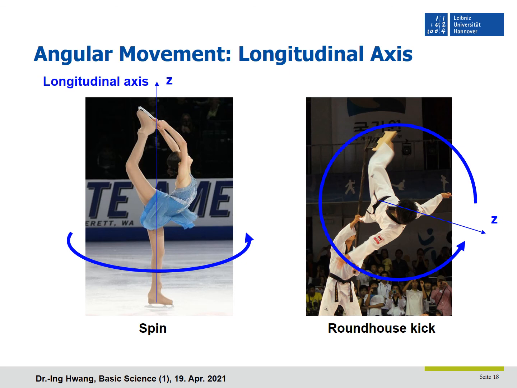There are examples. On the left, this is the spin of figure skating. She is rotating on the longitudinal axis. We might have better observation through the transverse plane. Someone can say that it is more beautiful to look at from the side view. But to measure the rotating degree and speed, it would be better to observe on the transverse plane.